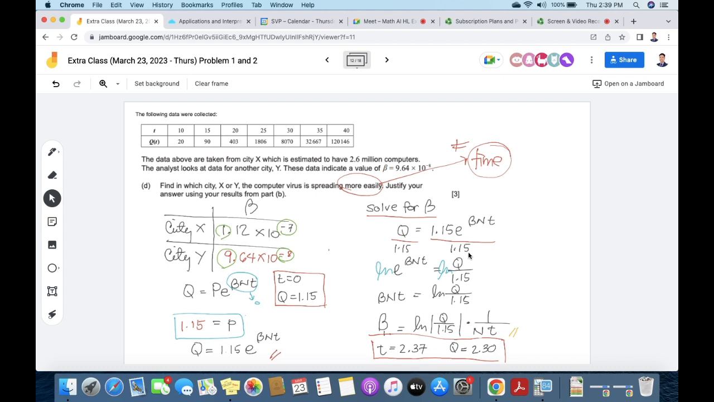So since x is greater and since beta tells you how easily the virus spreads, in which of the CTs is the virus spreading more easily? Yeah, that's why. Therefore, the answer to this is CTX because beta in x is greater than beta in y. Okay? So beta sub x is greater than beta sub y. All right? Questions and clarifications?